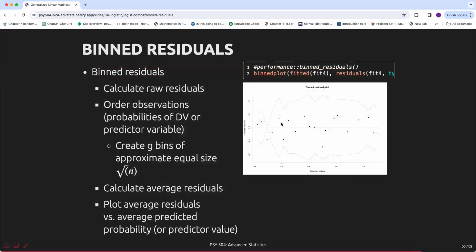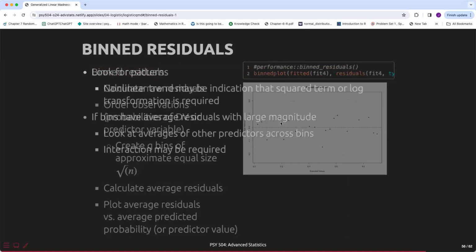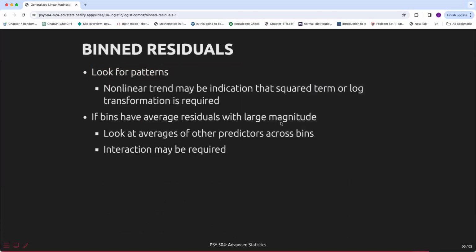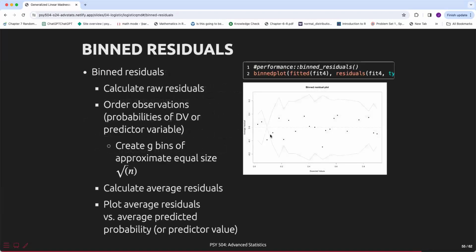And similarly to other kinds of residual plots, we want to look for patterns in the actual binned residuals. If we see things like the residuals going up and then down, this might be indicative of a nonlinear pattern, right? That we might need to transform our predictor variable. So it's important to look at these binned residual plots, and this goes along with this linearity assumption. So we want to look at these binned plots to see if there are any patterns in the data and make changes accordingly.